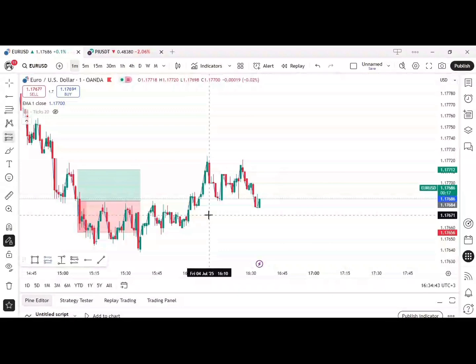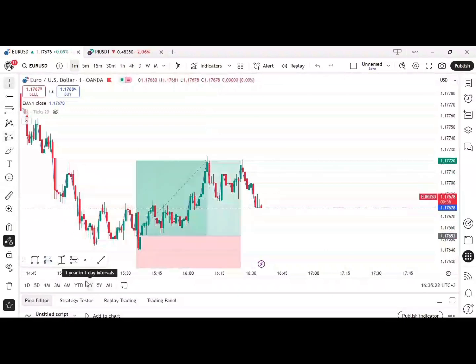TradingView also has time frames, and its time frames are actually more than those of MetaTrader. 5 years, 1 year, there is a lot. And then you have indicators. By the way, TradingView has more indicators than MetaTrader 5. That's why I encourage it for analysis. It has indicators for technicals, financials. So there are so many.